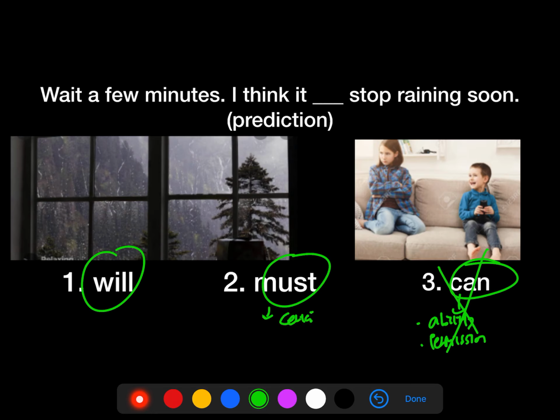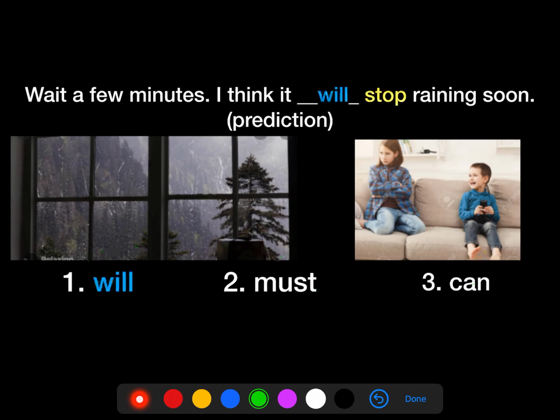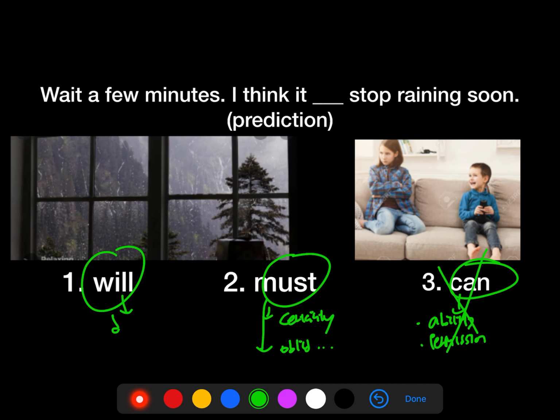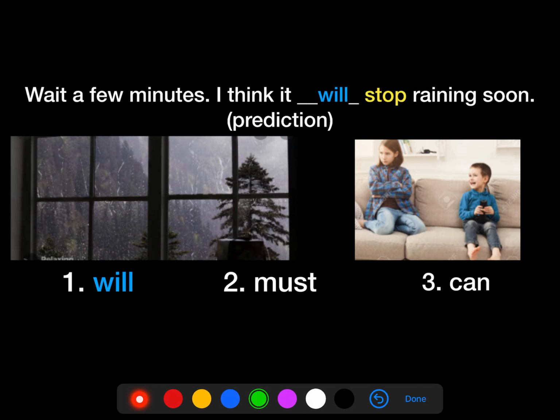Must, the certainty. No doubt. Obligation, no exception. Will, decision. I will do it. The next one, prediction. So the answer is will. Wait a few minutes. I think it will stop raining soon. It will.